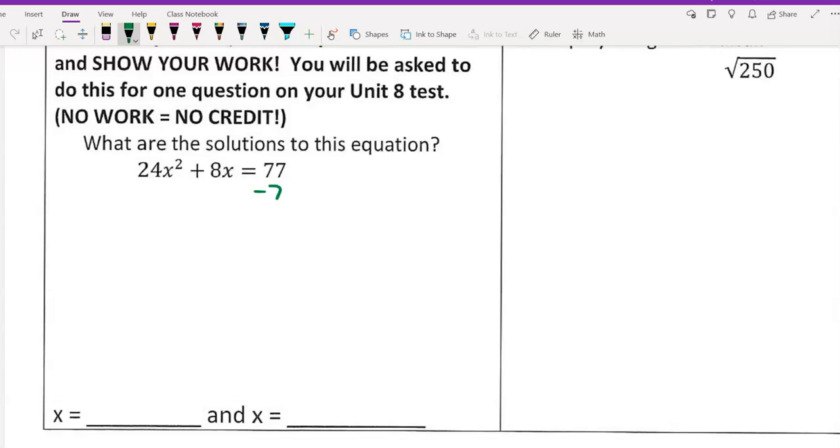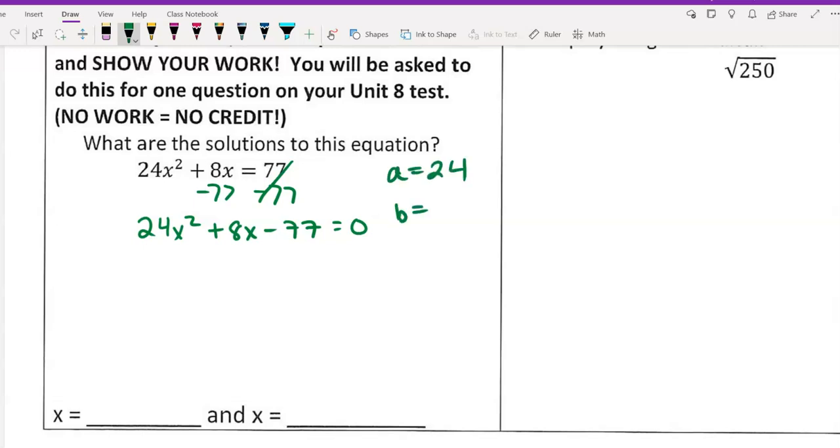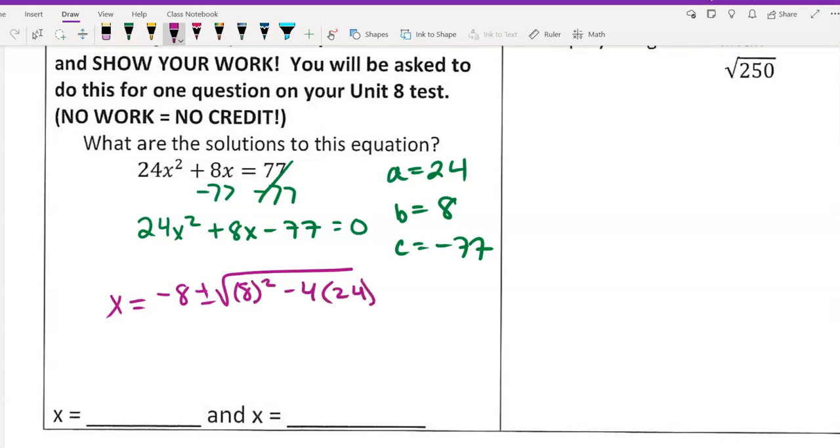Again, is this in standard form? No. We need to bring the 77 to the other side. Now we have 24x squared plus 8x minus 77 equals 0. A, 24. B, 8. C, negative 77. We're going to take these numbers and plug them into the quadratic formula. X equals negative b plus or minus the square root of b squared minus 4 times 24 times c, negative 77, all over 2 times a.